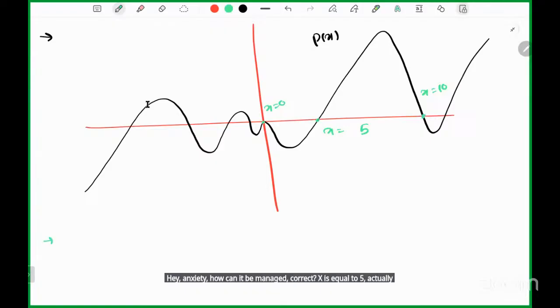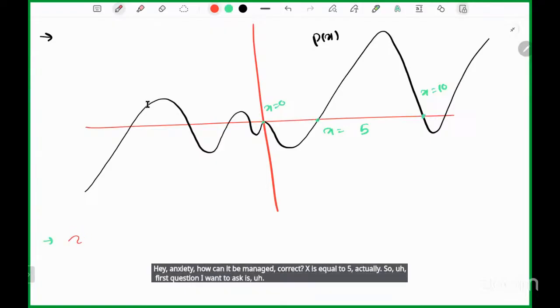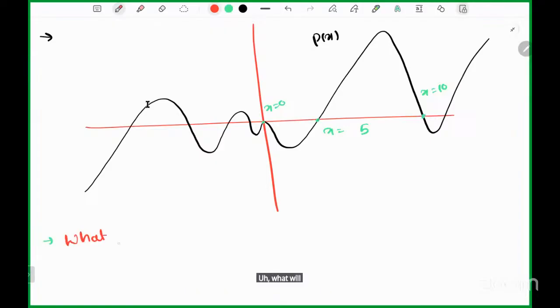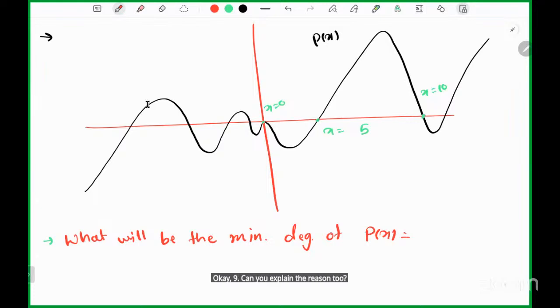So the first question I want to ask is, what will be the max degree of, or sorry, what will be the minimum degree of P of x? Okay, 9. Can you explain the reason too? 8 turning points. So 1.